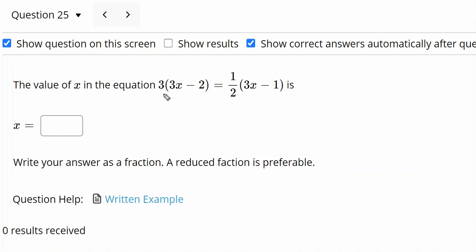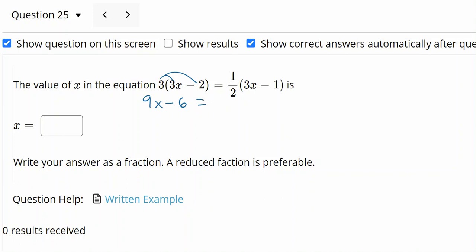So again, I don't like the brackets, right? So we're going to get rid of them. We're going to use the distributive property to get rid of the brackets right out of the gates. So let's just focus on the left side here. So we've got 3 times 3x and then 3 times negative 2, right? That'd be 9x, and then 3 times negative 2, negative 6, okay? So that part wasn't too bad.